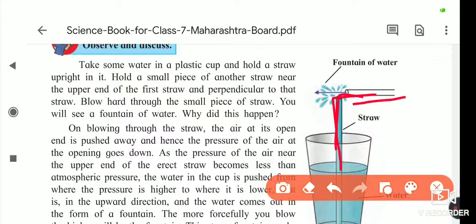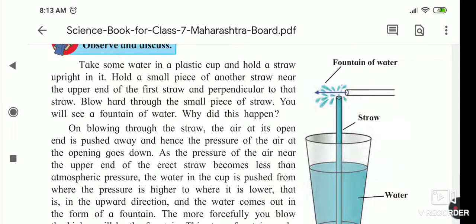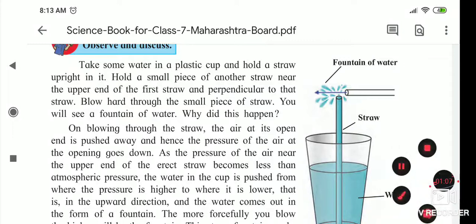Blow hard through the small piece of straw. From here we have to blow very hard, very forcefully. You will see a fountain of water. And why does this happen? Before looking at that, we will see this experiment.